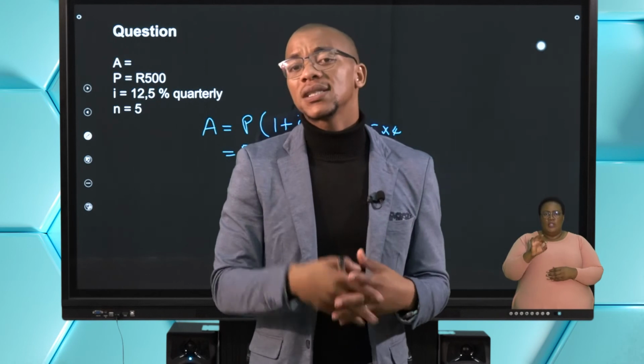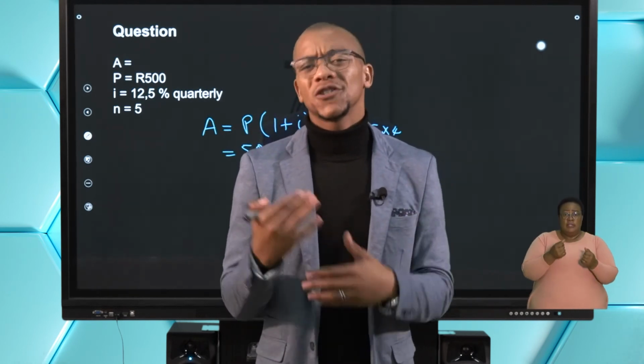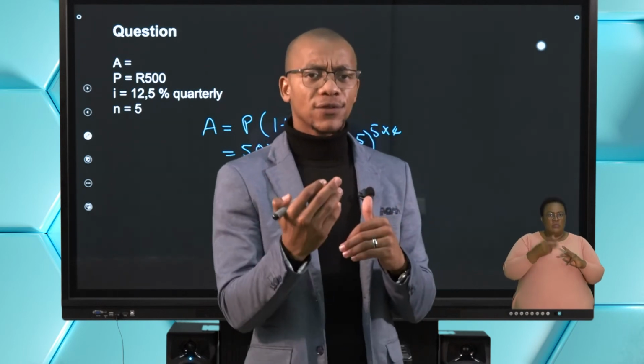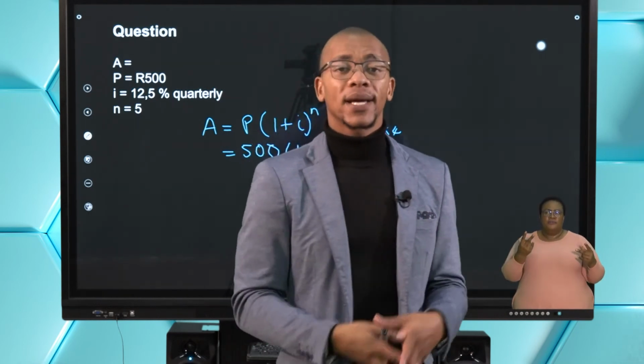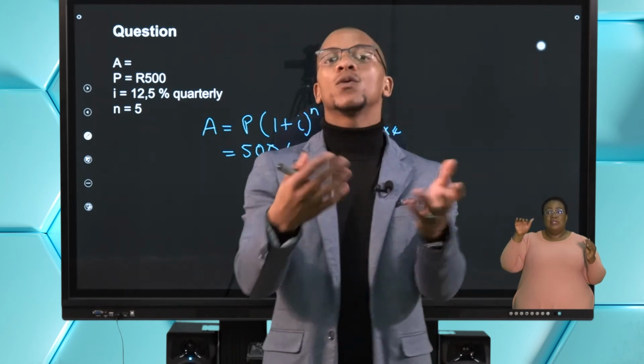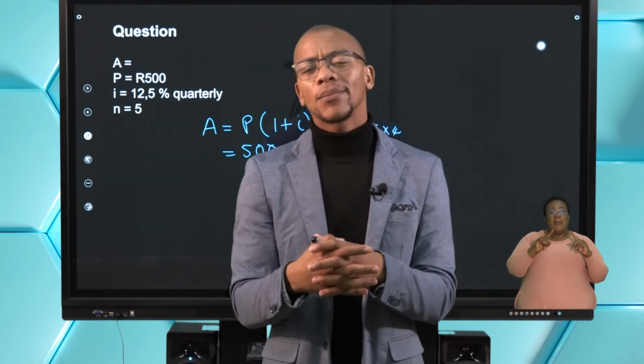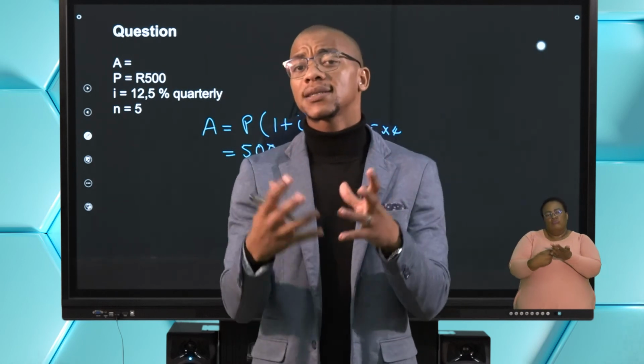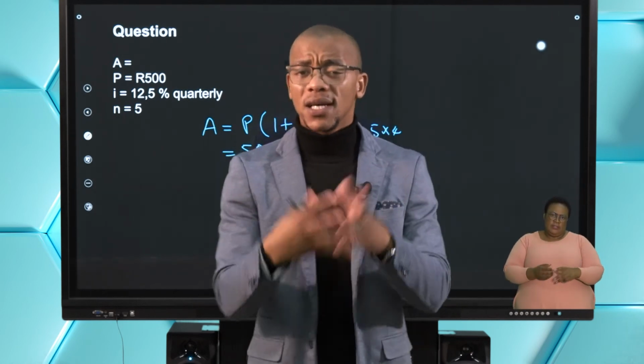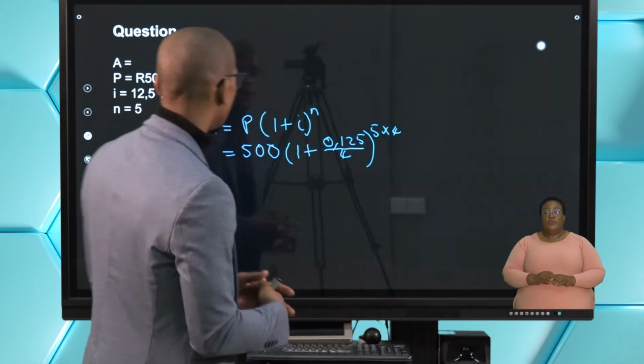At times you will see later on in your schooling career, when you do financial math, that it might be a bit different when we compare what the bank said they're going to give you and what they actually gave you because of the compounding period. But that's something we're going to be looking at a later stage if you pursue your maths and go forward with it. Now let's calculate this.